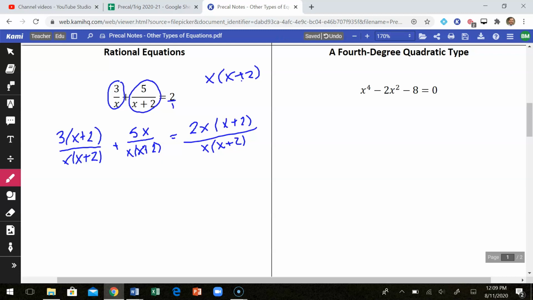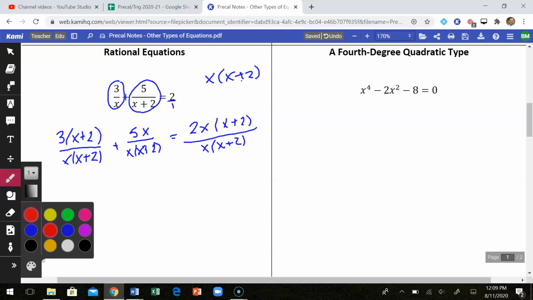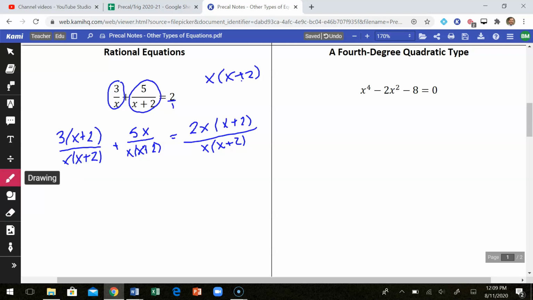Now that I've gotten everything to have a common denominator, I can just simply ignore my denominators because they're all the same. So I'm going to get rid of all that. Then I'm just looking at the numerators. 3 times x plus 2, that's 3x plus 6, plus 5x is equal to, I'm going to distribute my 2x here, 2x squared plus 4x. Okay, so make the denominators the same and then ignore the denominators and just focus on the numerator.